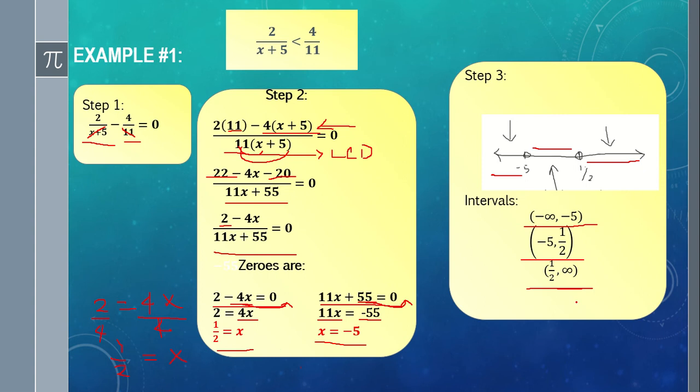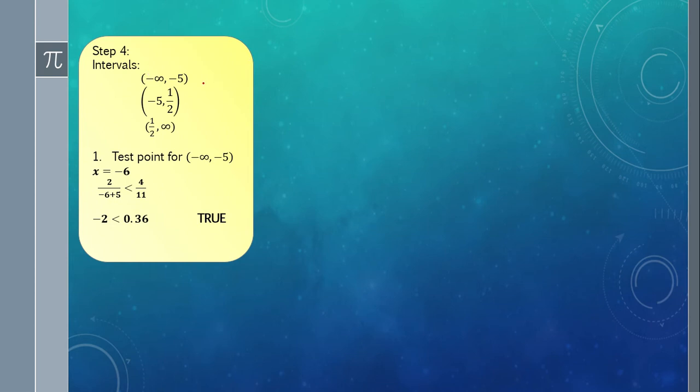Okay, and we're not yet done because we still have step 4 and step 5. Going to step 4. Let me show you first the intervals, the 3 intervals. So in step 4, we're going to do the test points for each interval. When we say test points, I have here x is equal to negative 6. And if you might be asking, sir, how do I get the test points? Test points are points within the interval. Make sure that that point belongs to the interval.